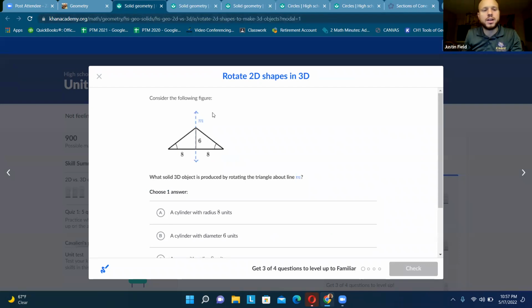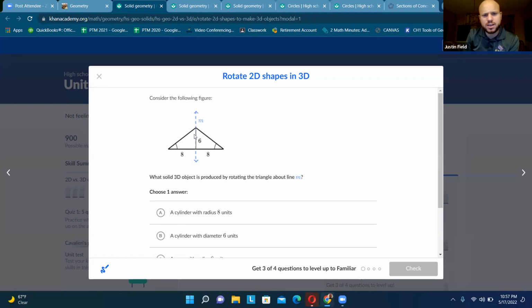And then the last thing we have to talk about, last 3 minutes here, rotating a 2D shape into a 3D shape. So, 3D printers are all the rage these days. They can make a lot of things. And this is some of the mathematics behind it. We're rotating a two-dimensional shape into a solid. So if we were to rotate this triangle, what would it create?